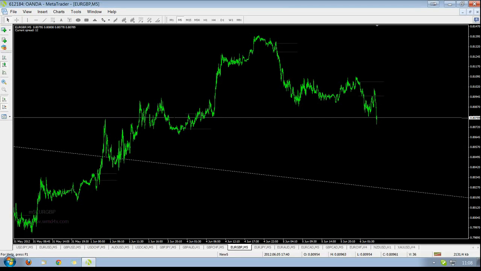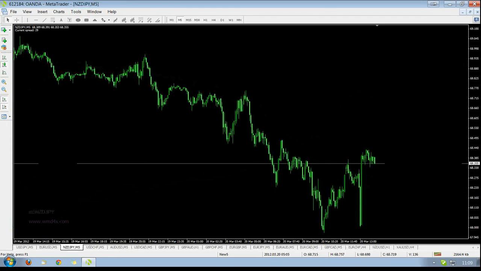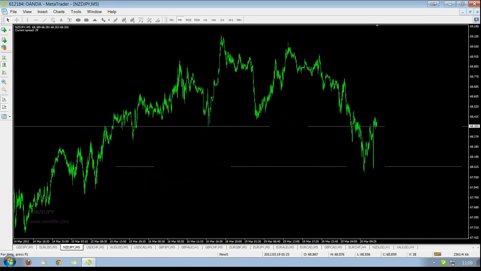NZDJPY. Okay, it's not a pair which I normally look at, right? But what I will do is entertain it, right? I very much suspect that it's not going to be that far removed from what we're looking at on the other yen crosses. It certainly doesn't appear to be, right? So here we go. Here's our M5 time frame.